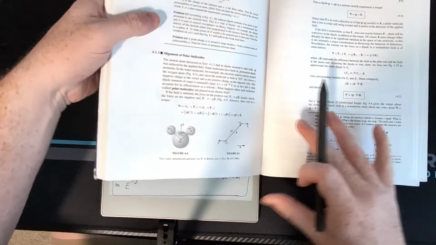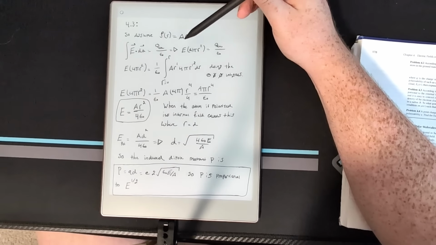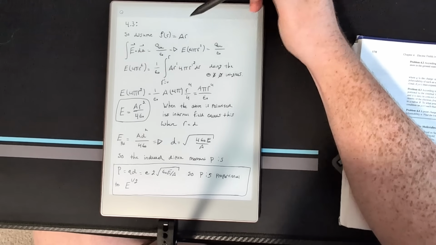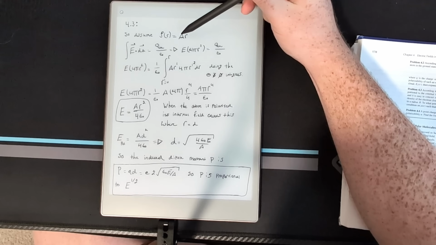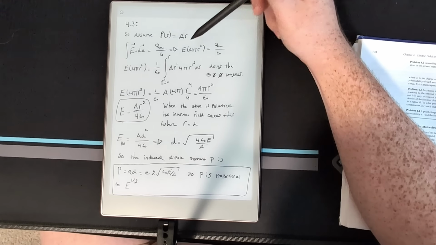So we assume that the charge density is a function of r, and it's just going to be proportional to the distance r from the center. We're going to use the proportionality constant a. So our charge density is just rho equals a times r.